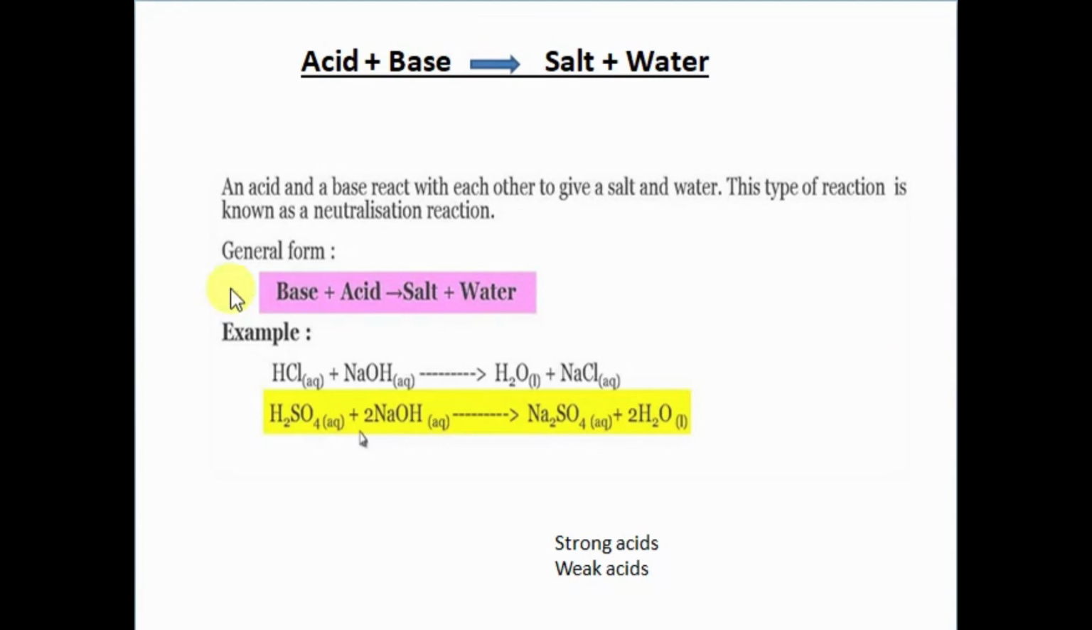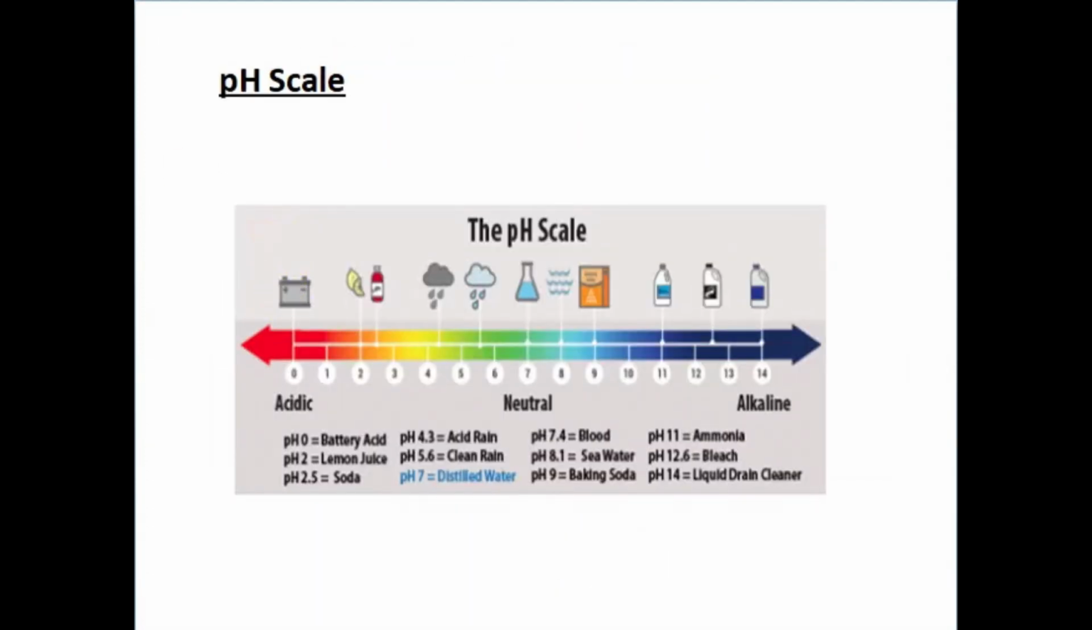Now we have the other topic, that is about the pH scale. Okay, so what is a pH scale? The pH scale will tell us the nature, whether the compound is acidic or basic. So in the pH scale, this side portion, these are acids. 7 means it is neutral, not basic. And after 7 we have alkaline solution, or we can say that it is basic solution.